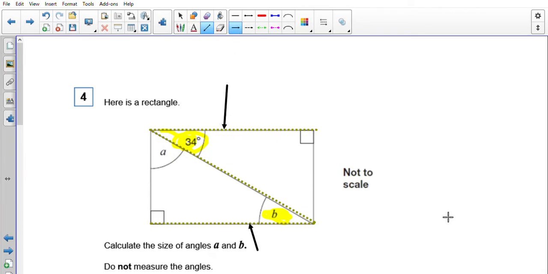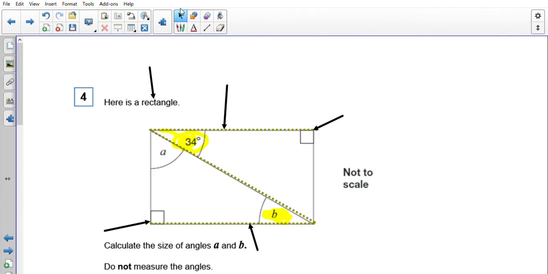Okay, how do I know these two lines are parallel? A couple of reasons. 1, it's a rectangle. 2, my opposite corners here are 90 degrees, which means these lines have to be parallel. Okay, because otherwise it's not going to work. So B is as straightforward as saying, well, that's 34. Okay, because of my Z angles, that means that this angle here is going to be the same as this angle here, as A. That doesn't really help me.